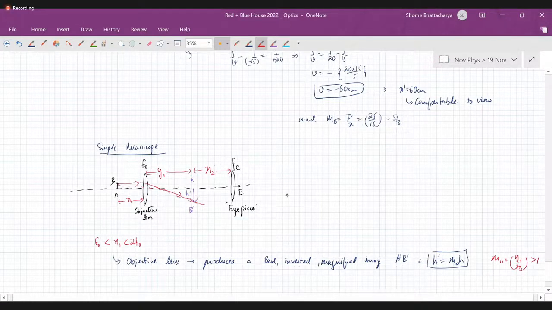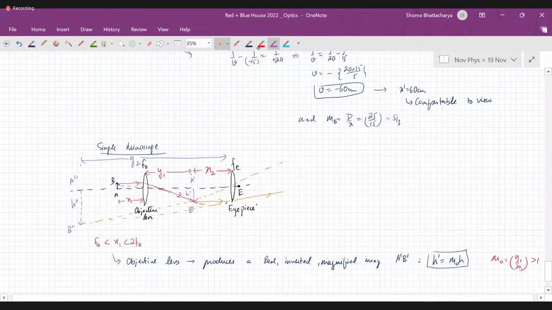So now the eyepiece is designed in such a way that the eyepiece is kept at a distance in such a way that this will form a virtual image of A prime B prime, which will be the final image seen by the eye. So that will be the final image. And that final image is at some distance, y2, let's say.